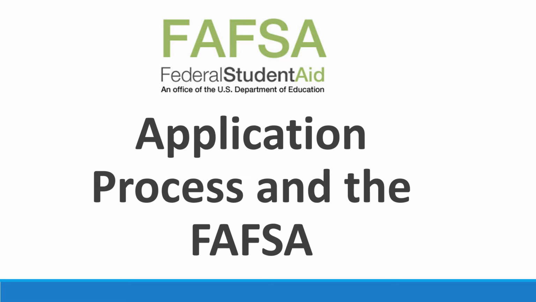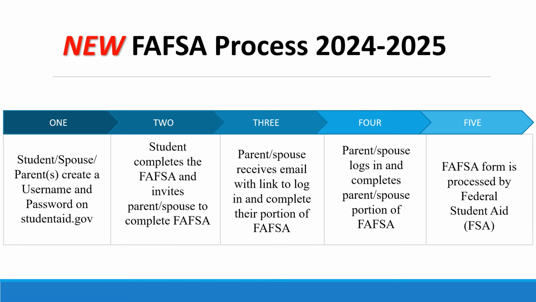So now on to the application process and the FAFSA. So what is this process? So this is the new process for the 24-25 FAFSA. Like I said, student, parent, and spouse have to create that username and password at studentaid.gov.